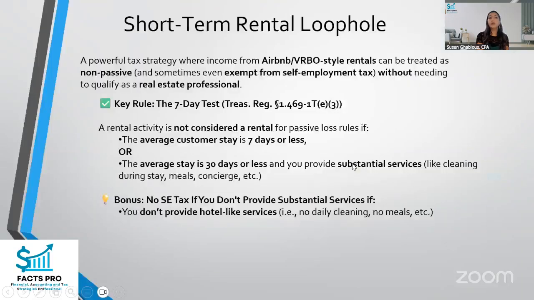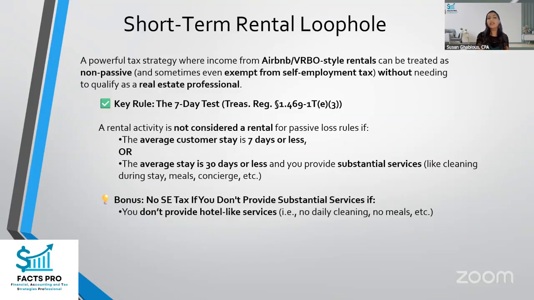Okay. So the short-term rental loophole that you hear about everywhere is a powerful tax strategy. If you have your property on Airbnb or VRBO-style rentals, you can treat it as non-passive, and at the same time use it to offset your W-2 income without needing to qualify as a real estate professional. And the key rule here is the 7-day test. The 7-day test is that the average customer stay in your rental property is 7 days or less.